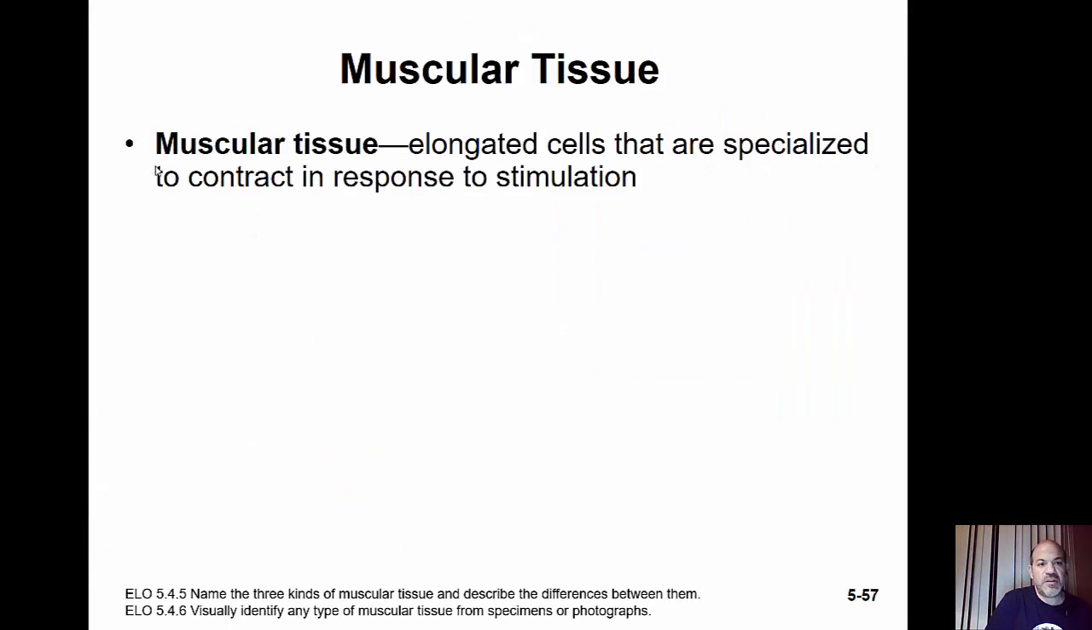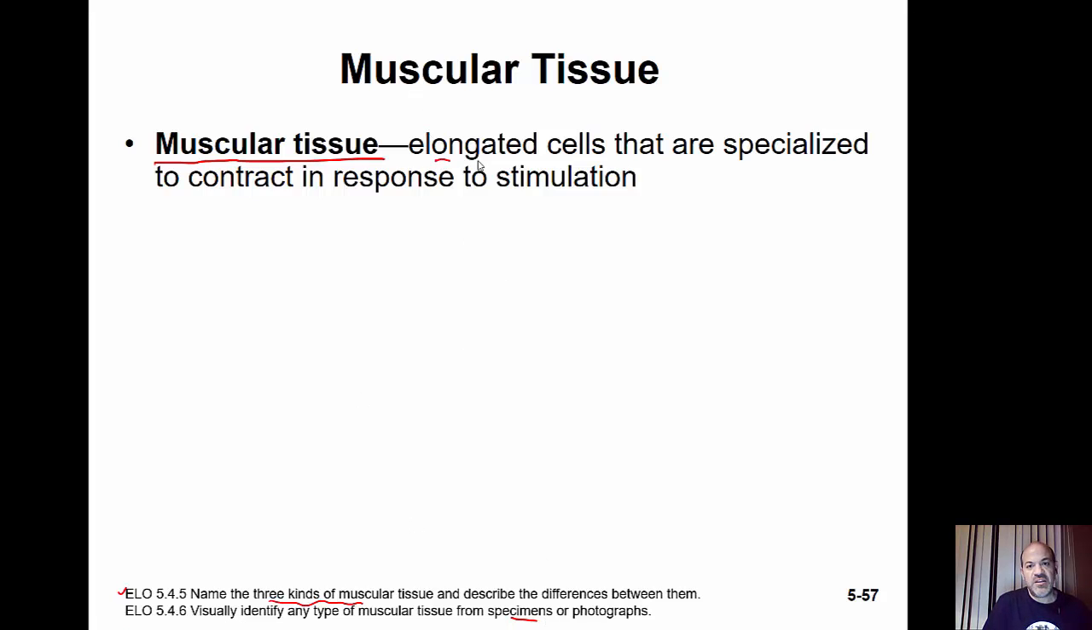Okay, so here we've got muscle tissue. Let's look at the objectives first. We're going to name 3 kinds of muscle tissue and describe the difference between them. And then visually identify any type of muscle tissue from specimens or photographs, which you already had to do in the lab. So what is muscle tissue?